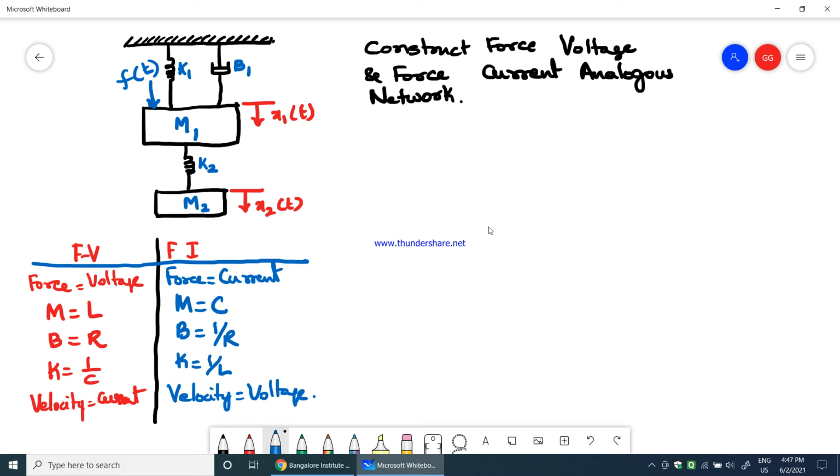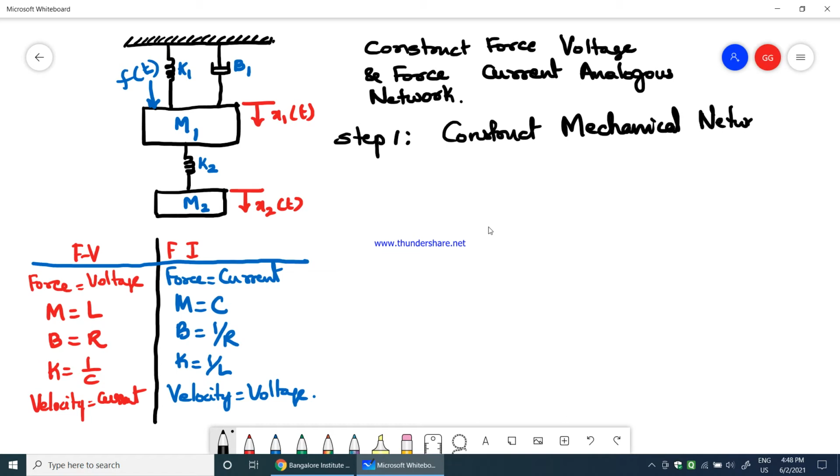The first step while solving this problem, step 1, is to construct the mechanical network. This is the first step for any given mechanical system, using the knowledge you gained in the previous video. The displacements given in the question are x1 of t and x2 of t. So x1 of t and x2 of t are the two nodes that we have in this particular mechanical system.